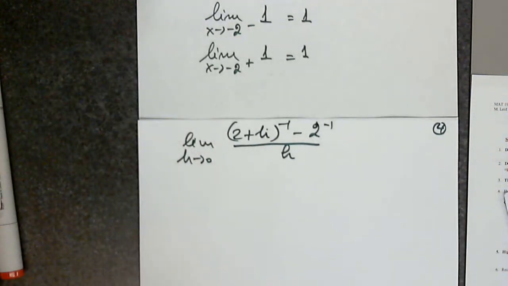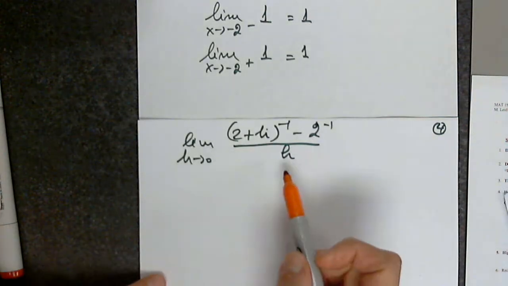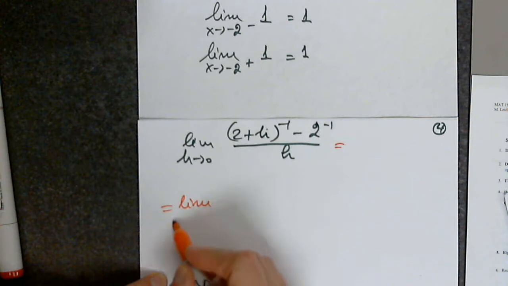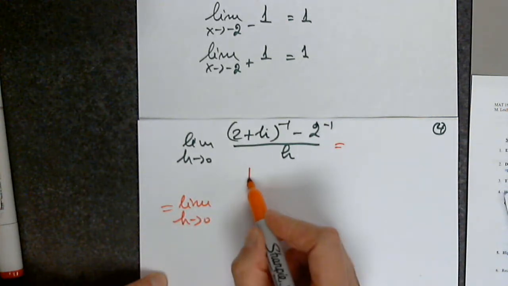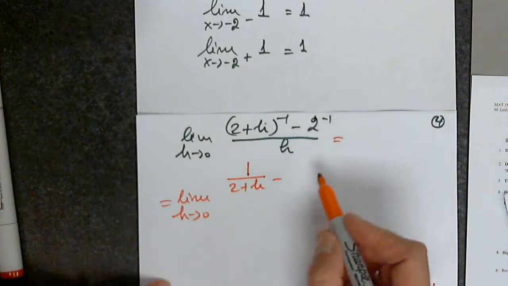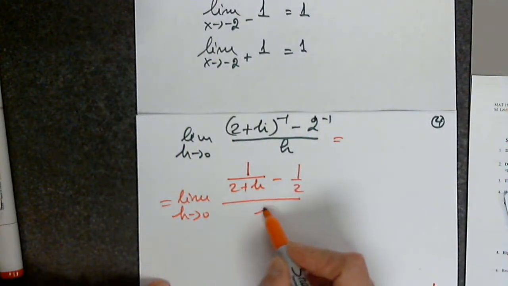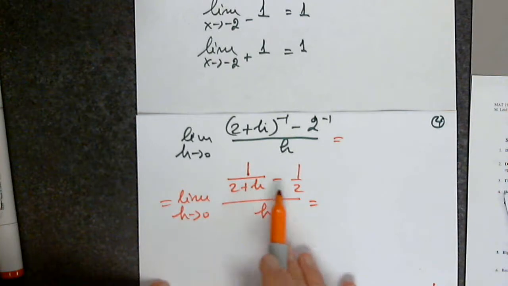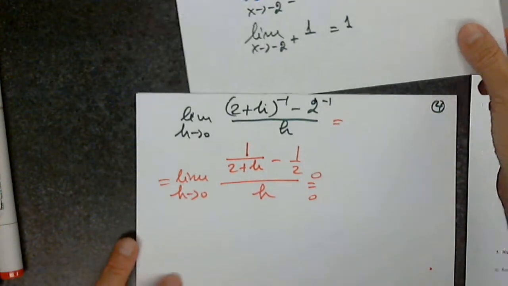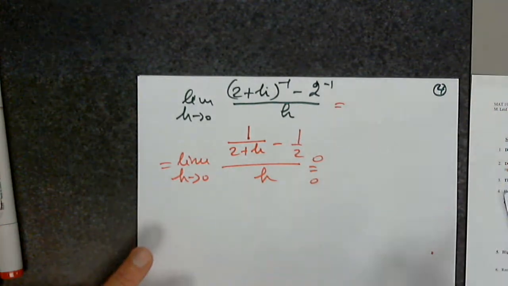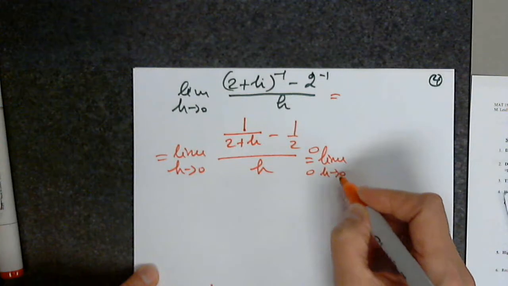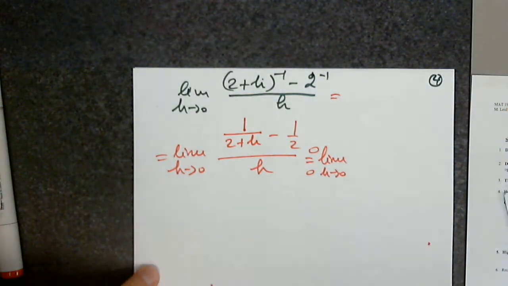So what do I do? You know that 2 plus h to negative 1 is equal to 1 over 2 plus h. Very good. What about 2 to negative 1? Very good. Now I plug it in. 0 at the top, 0 at the bottom. There is hope for this limit. What do I do? I already plugged in. I got 0 over 0.